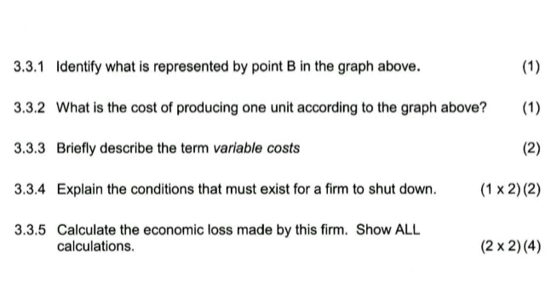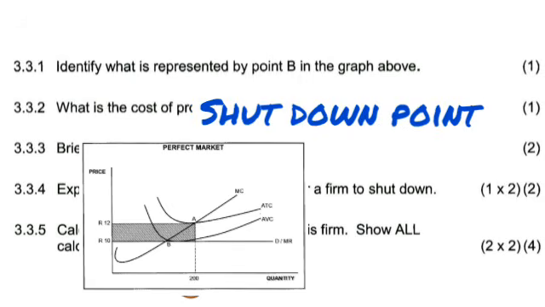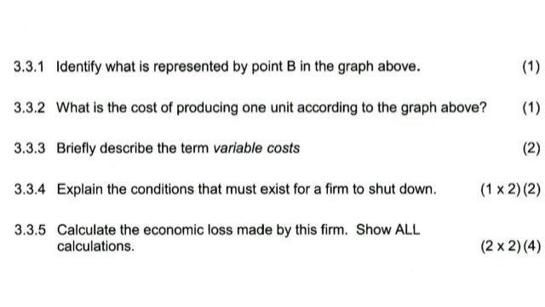We have already said this. At point B, we have our shutdown point. Why? Because that's where our marginal revenue is, and all of the costs, our average total cost, all of them are above that line. So that becomes our shutdown point, because it means that at that point we are making a loss.